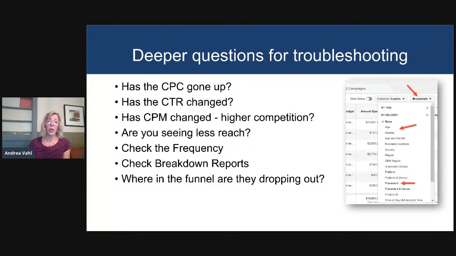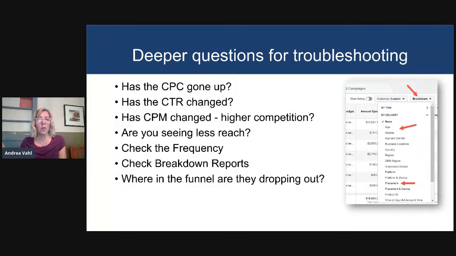If our costs are going up, maybe the frequency is the problem. I was noticing this in a client of mine where we had been running an ad for a long time. We were running it for a month and it was doing great. And then as the frequency started to really creep up, our performance was degrading and we needed to freshen up and create new images. So that's a huge thing.